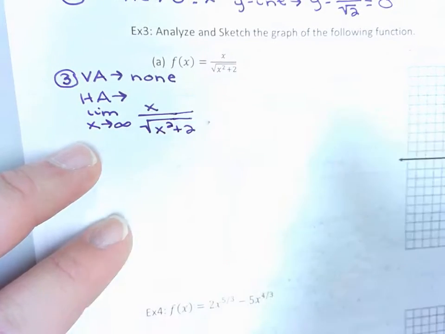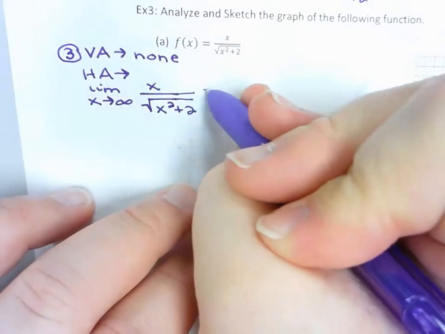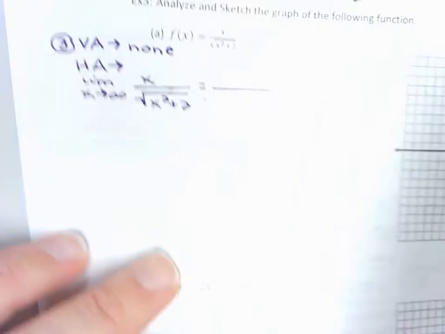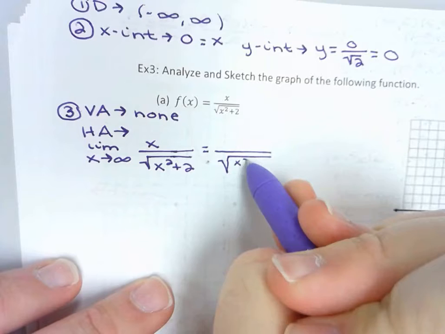And what's kind of my strategy if I'm taking the limit to infinity or negative infinity of a rational function? We did a couple days ago. Divide everything by the highest exponent in the denominator. So we're going to take everything, divide by the highest exponent in the denominator. So if I start in my denominator, that means I'm going to take everything and divide by x squared.